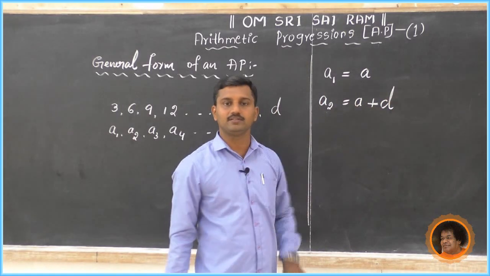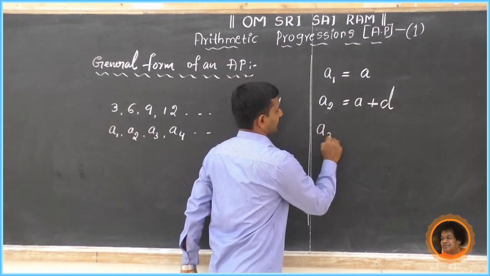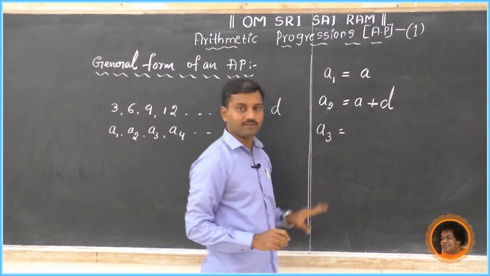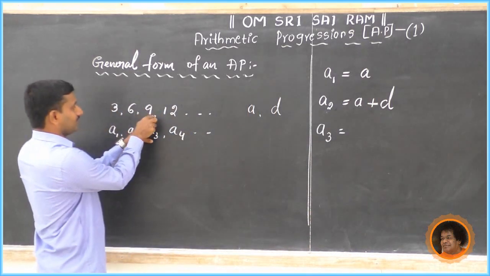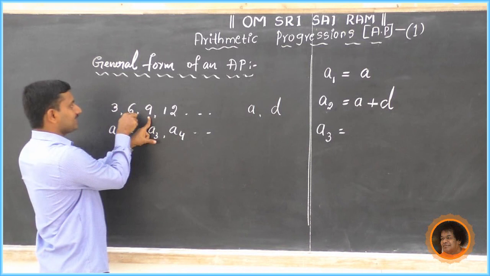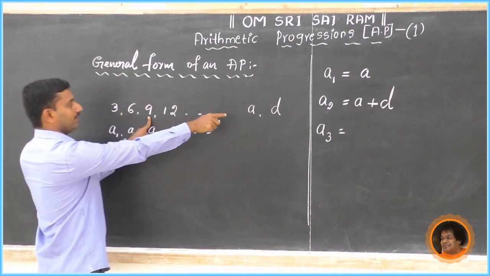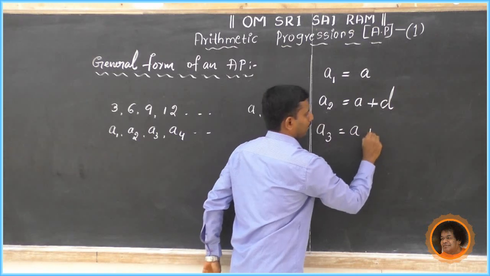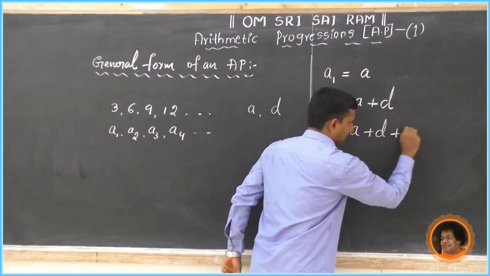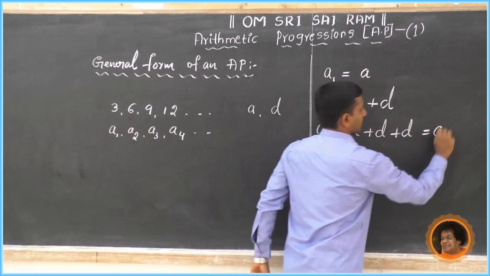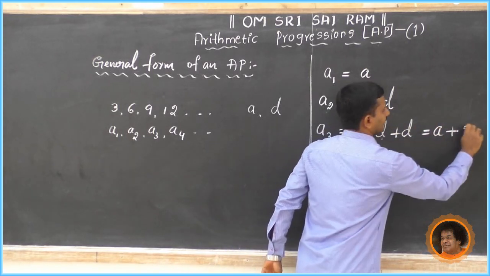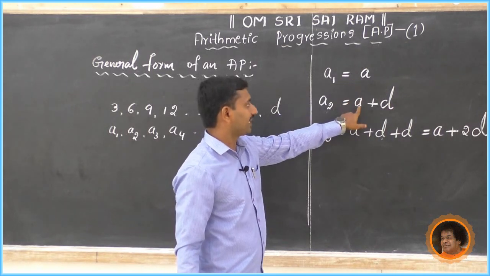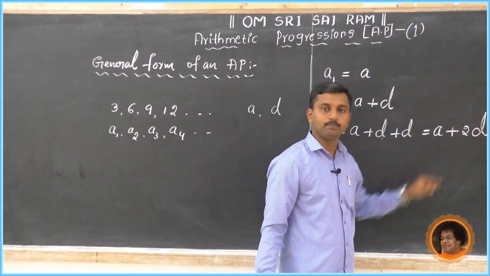So how to get the third term? Third term A3. A3 means second term plus common difference. So here 9 is the third term. How to get the third term? 6 plus 3. 3 is the common difference. So 6 plus 3 means second term A plus D, plus D, equal to A plus 2D. So this is the third term. First term A, second term A plus D, third term A plus 2D.